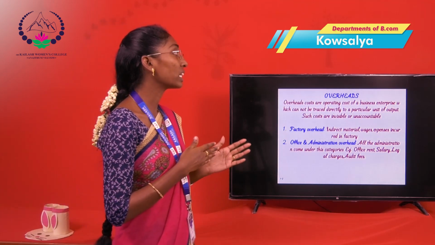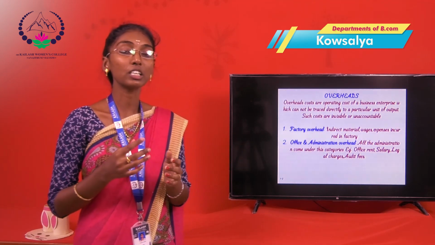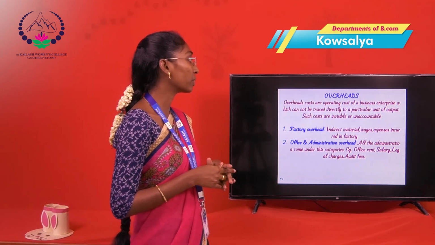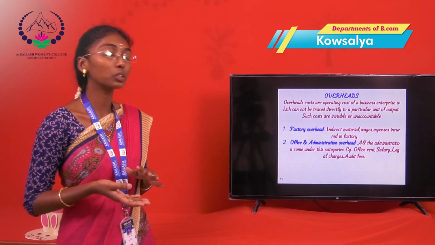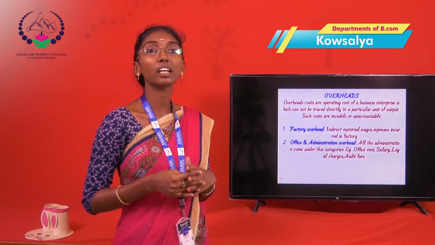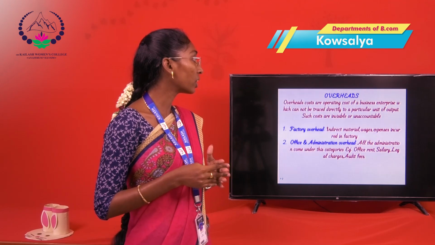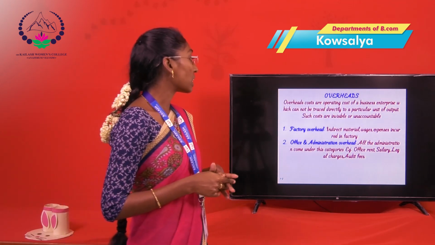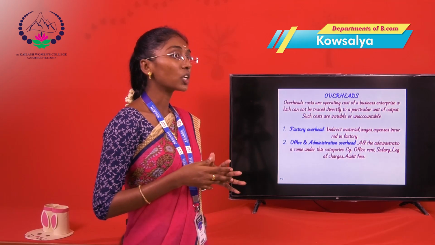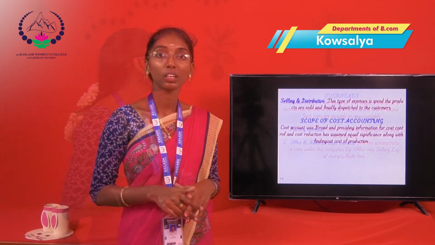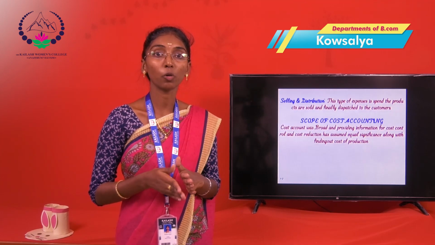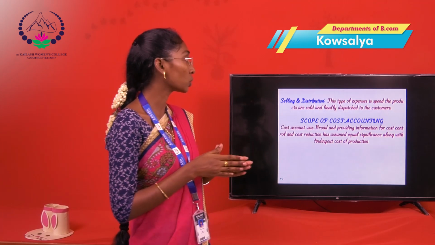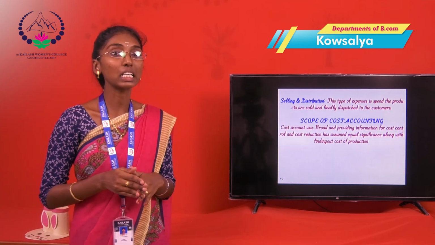Next one, overheads can be classified into four categories. First one is factory overheads. Factory overheads are nothing but indirect material, wages and expenses incurred in the factory. Second one is office and administration overheads. It is nothing but all administration under this category, for example, office rent, salary, legal charges, traveling expenses, etc. Next one, selling and distribution overheads. It is the type of expenses paid until the product is sold or finally dispatched to the customers.